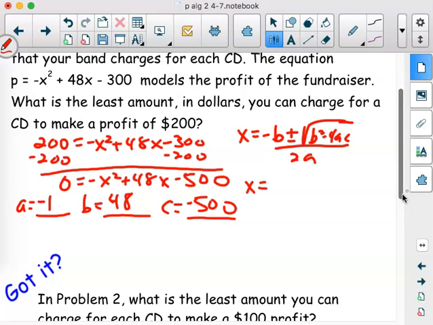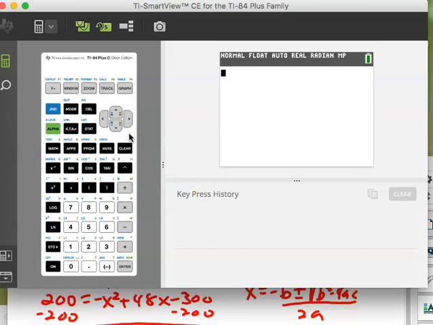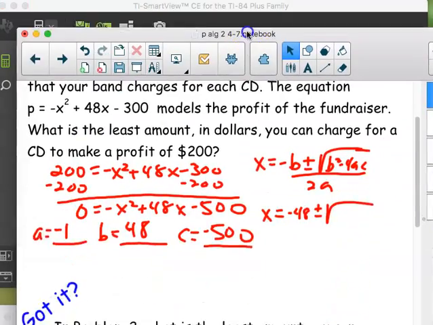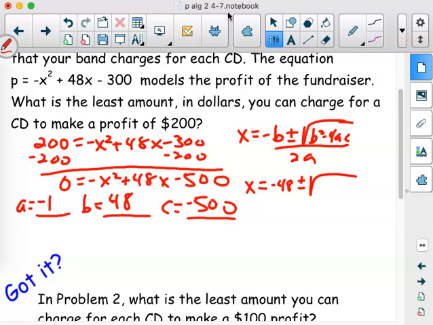We can still do negative 48 in our head, plus or minus. But yeah, we're probably going to have to grab a calculator to do 48 squared. That's not something most people have memorized. 48 squared. 2,304. Minus 4 times negative 1 times negative 500. All divided by 2 times negative 1, which is negative 2.